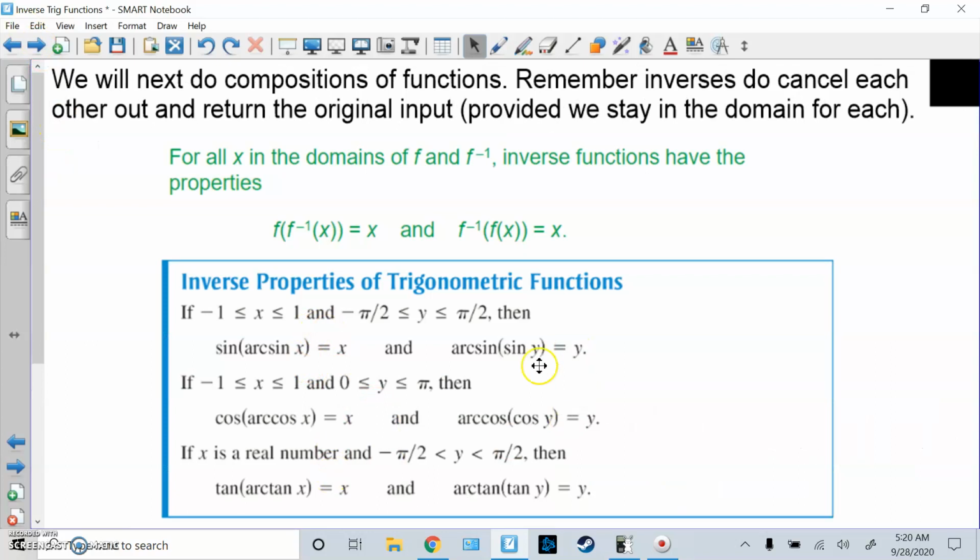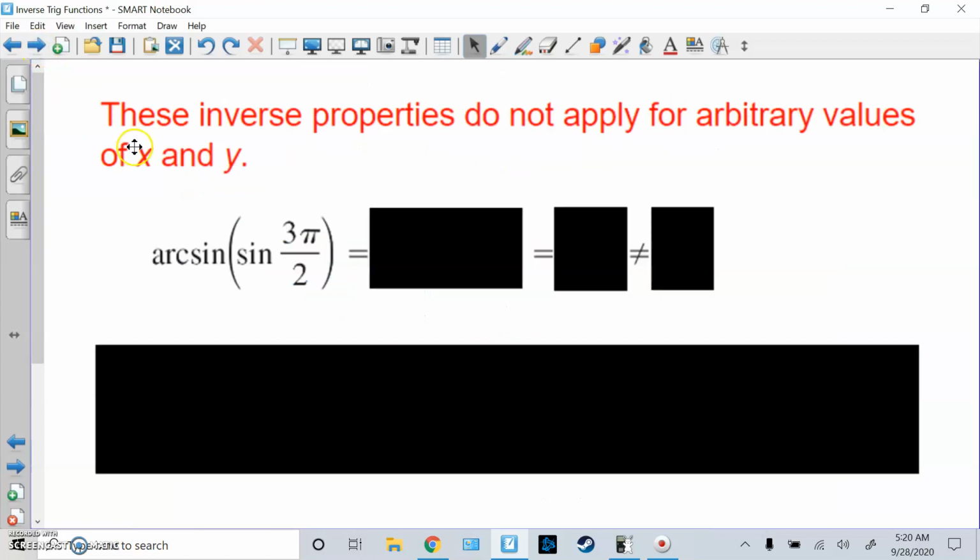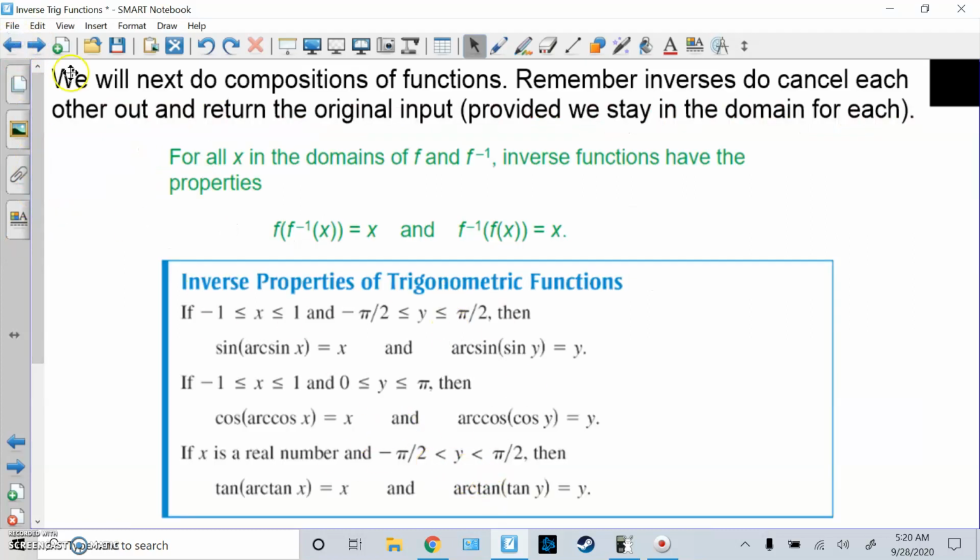Now if you're going the reverse, if you're going sine of y, cosine of y, tangent of y, we know we can put in almost any angle, but then you have to be careful. Are those in the domain of arc sine, arc cosine, arc tangent? That's why that would be between negative pi over 2 and positive pi over 2 for sine and tangent, because they're quadrant 1 and 4. And for cosine, arc cosine, you do between 0 and pi. Also make sure you know the inverse properties do not apply for arbitrary values x and y. Again, it has to be within the domain.